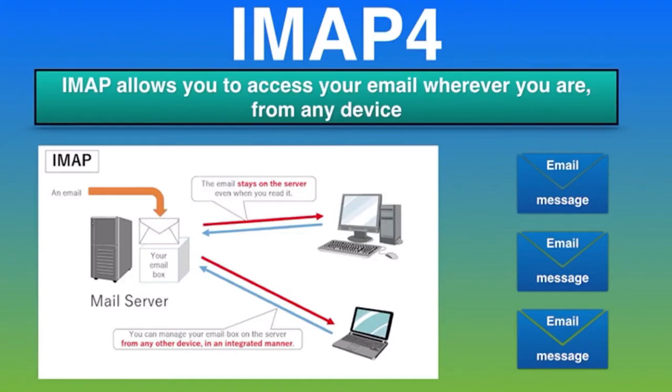IMAP is a client-server model and allows multiple clients to access messages on a common mail server concurrently. For example, the end user could connect to the mail server with his Outlook iPhone app and his Outlook desktop client at the same time.